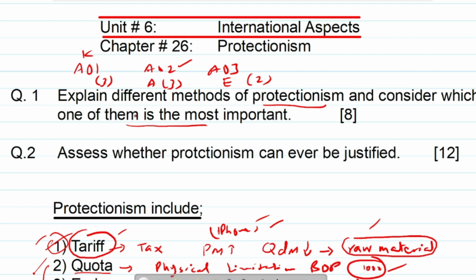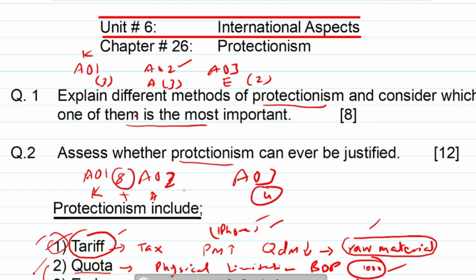And the second question is, assess whether protectionism can ever be justified. Again, you have to give all 3 assessment objectives: assessment objective 1, 2 and assessment objective 3. Again, knowledge, analysis and evaluation. But now knowledge and analysis collectively comprise 8 marks, and assessment objective 3 is for 4 marks. But in a 12 mark question, you have to write against the given technique, method or tool, and then you have to conclude that, right?